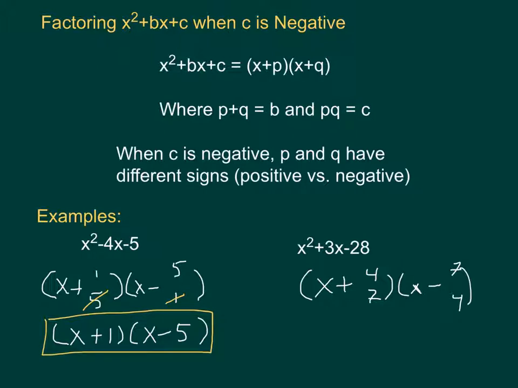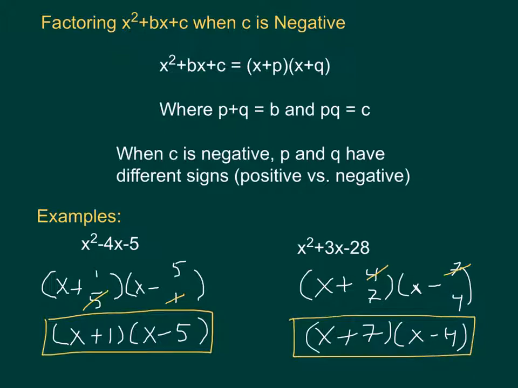So I have to check that out. I want to make sure that when I multiply out, I end up getting a positive 3x. That means that I need the positive number here to be larger so that it dominates the negative and ends up with a positive result. That means that the 7 must be in the positive or the addition binomial, and the 4 must be in the other. The factored form that I'm looking for is x plus 7 times x minus 4. Very easy to check, and that's going to be my factored form.